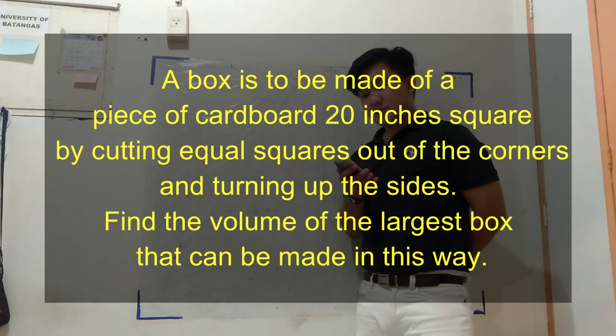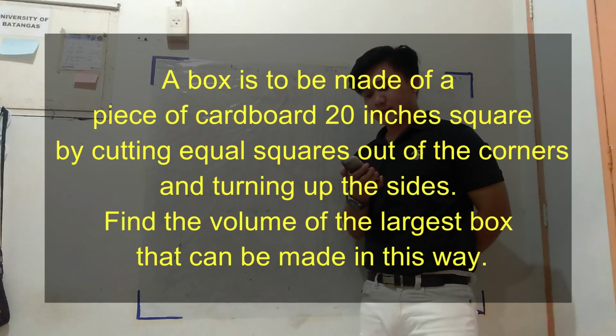A box is to be made of a piece of cardboard 20 inches square by cutting equal squares out of corners and turning up the sides. Find the volume of the largest box that can be made in this way.